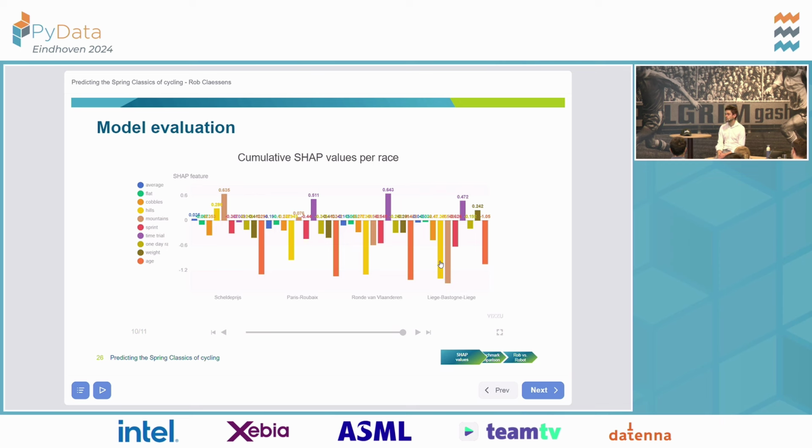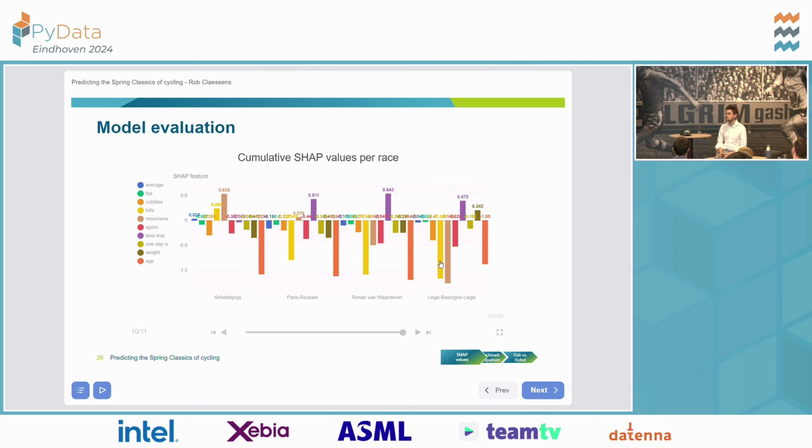But at this point I was thinking, is there some interaction going on? So the fact that there are more vertical meters, so a harder race basically, does that impact the importance of the hill scale, and therefore does the SHAP value become more negative?